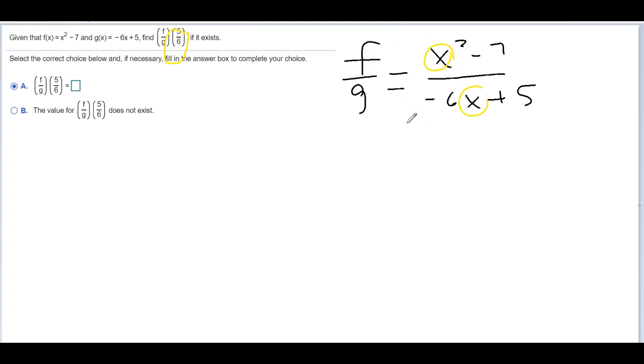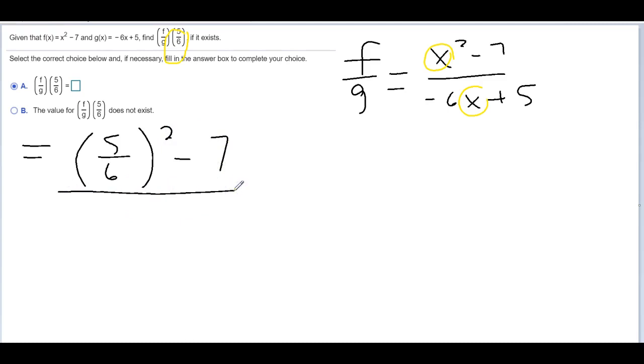So this means that we now have, instead of x, we have 5/6. We keep our squared and we keep our minus 7. Divided by, in our denominator, we have negative 6. And we're going to again substitute in 5/6 for that x and keep our plus 5. Now we have to do some calculating.